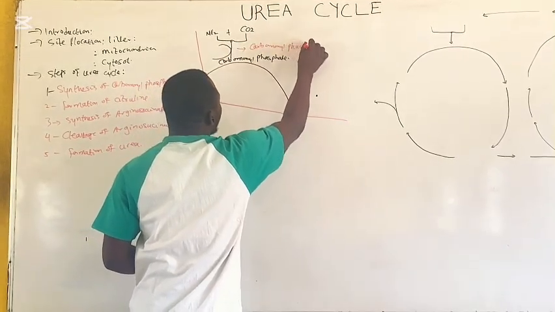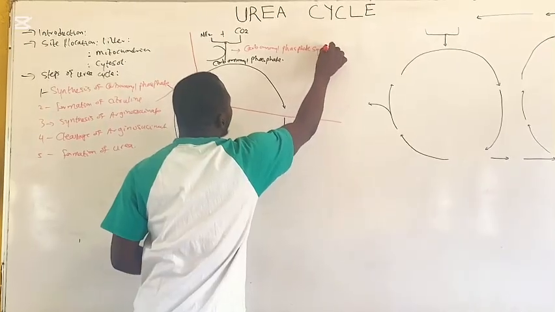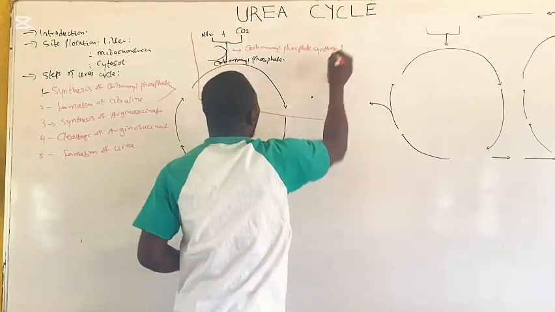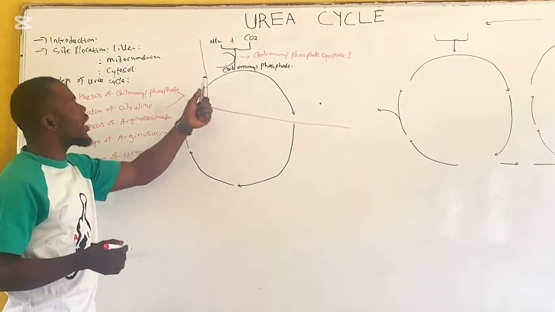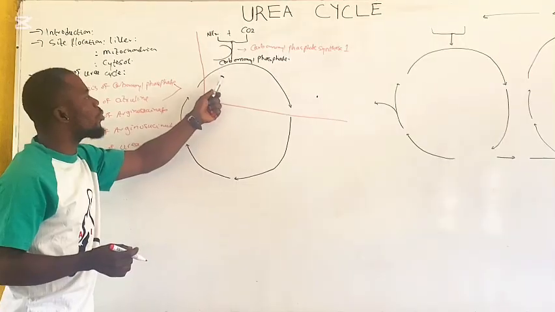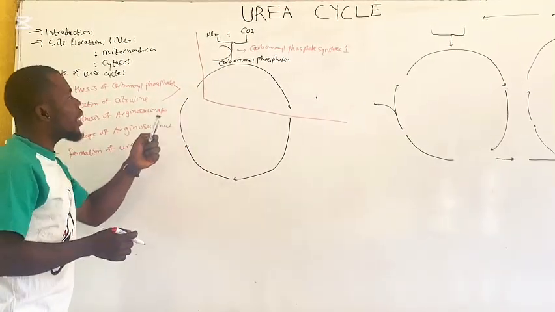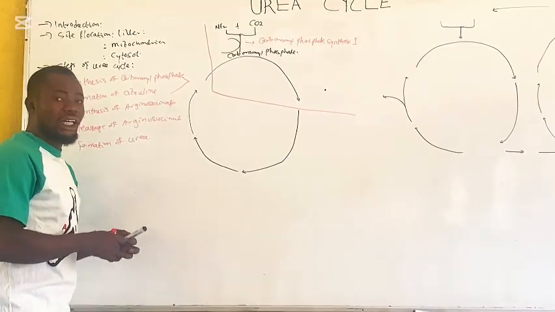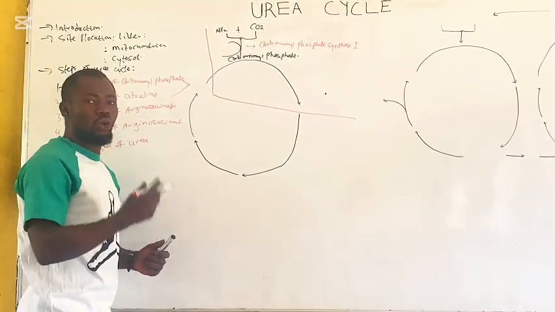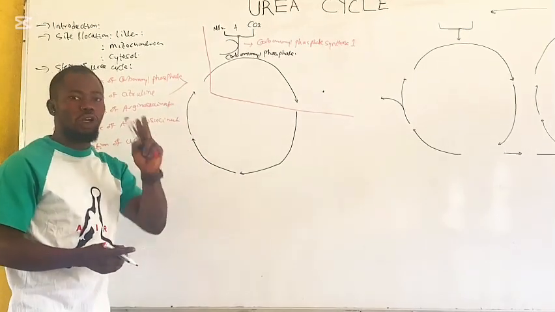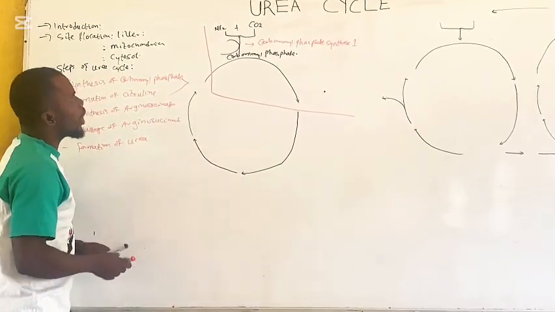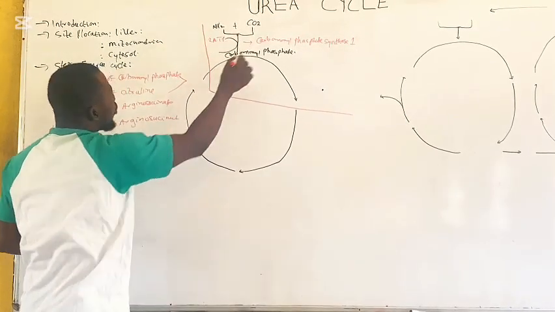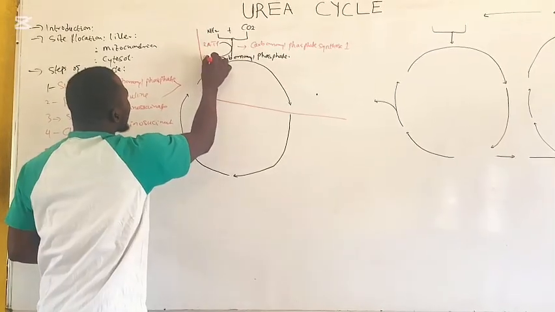This enzyme, carbamoyl phosphate synthase 1, catalyzes the reaction between ammonia and carbon dioxide to form carbamoyl phosphate. It is allosterically activated by another substance called N-acetyl glutamate. The first step requires 2 molecules of ATP. So from here, 2 molecules of ATP will be converted to 2 molecules of ADP.